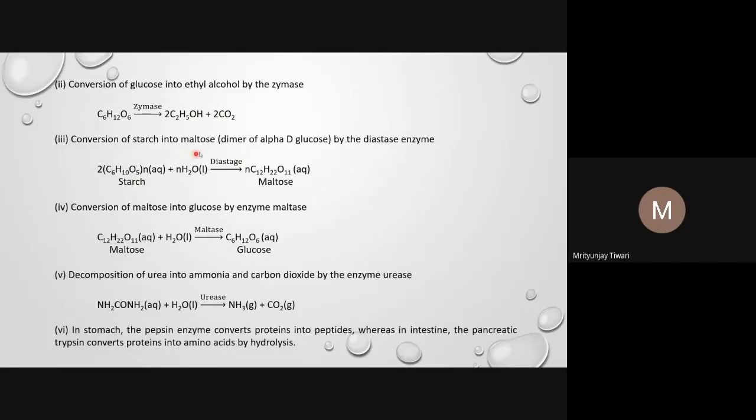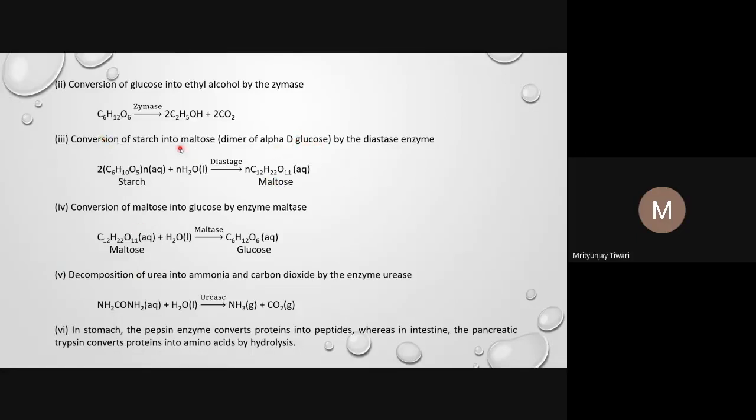Now the conversion of starch into maltose. As we have seen, sucrose is a disaccharide. Similarly, maltose is also a disaccharide, a disaccharide of alpha D glucose. So two alpha D glucose molecules join together to form maltose, and there too the glycosidic bond forms between two alpha D glucose molecules. Where the terms alpha and D come from, and what the structure of glucose is, we will see again in the biomolecules chapter. Here you can just find out.